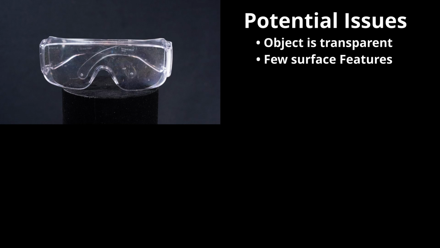Clear goggles. So the problem with these is that they're transparent, and transparency is a problem because features can be seen when they should be obscured. Additionally, the clear goggles reflect and scatter light. I suspect the outcome from this will be a dataset that does not function whatsoever.